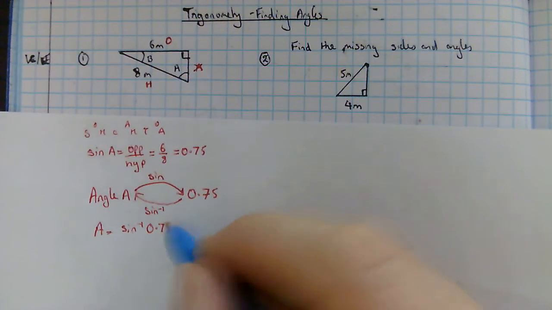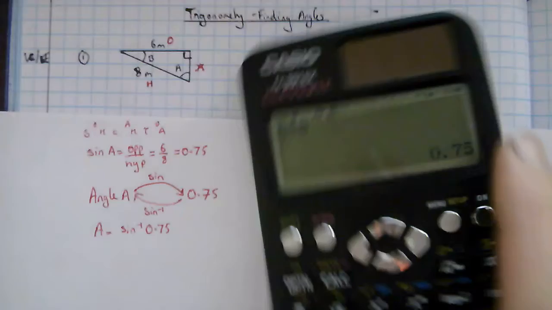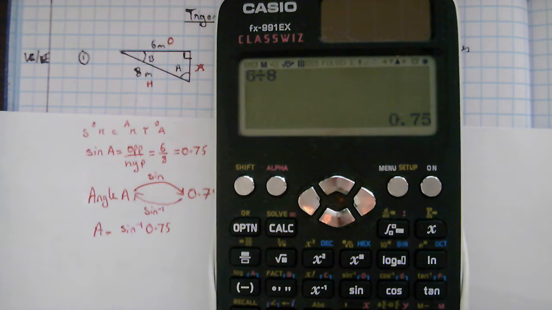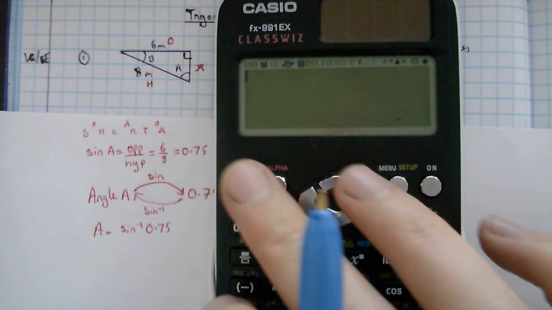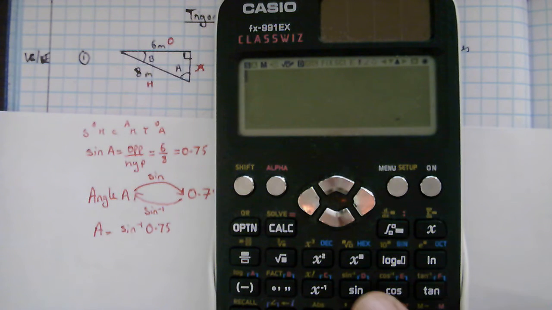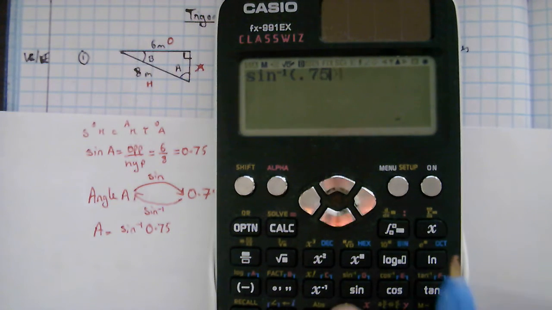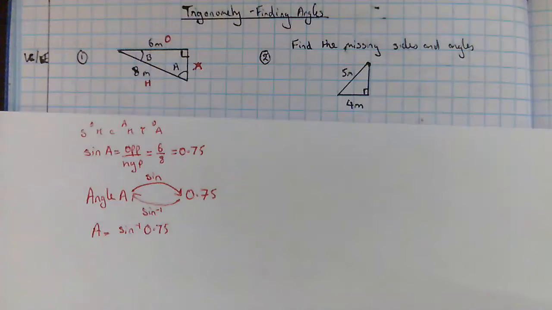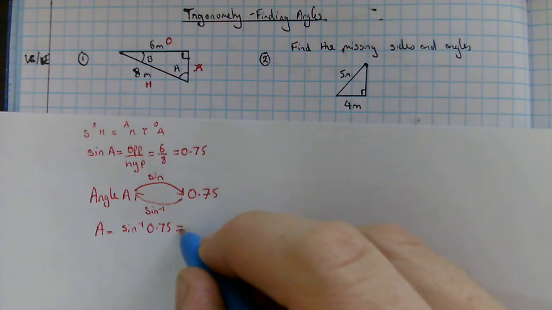Let's just show that on the calculator. I'm going to type shift sine, and you'll be able to see just above my sine key there's a sine minus 1. Shift sine, and there it is on my screen, 0.75. And it gives me an answer of 48.6 degrees. So A equals 48.6 degrees.